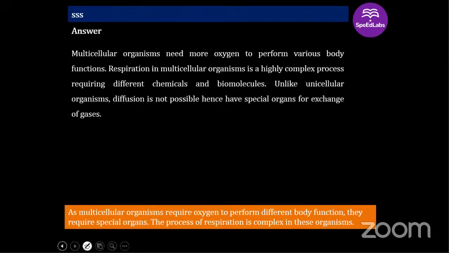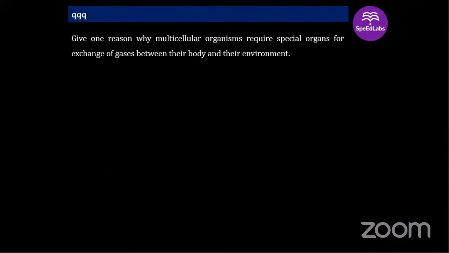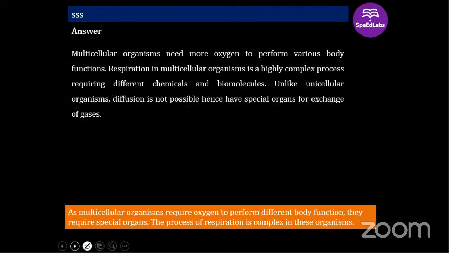Okay. So basically here what you have to mention is that the entire body is not in contact with the environment. And because multicellular organisms are more complex, the diffusion process is not sufficient for the exchange of gases. Because of this complexity, special organs are required in multicellular organisms. All right, Ayush? Yes, ma'am.